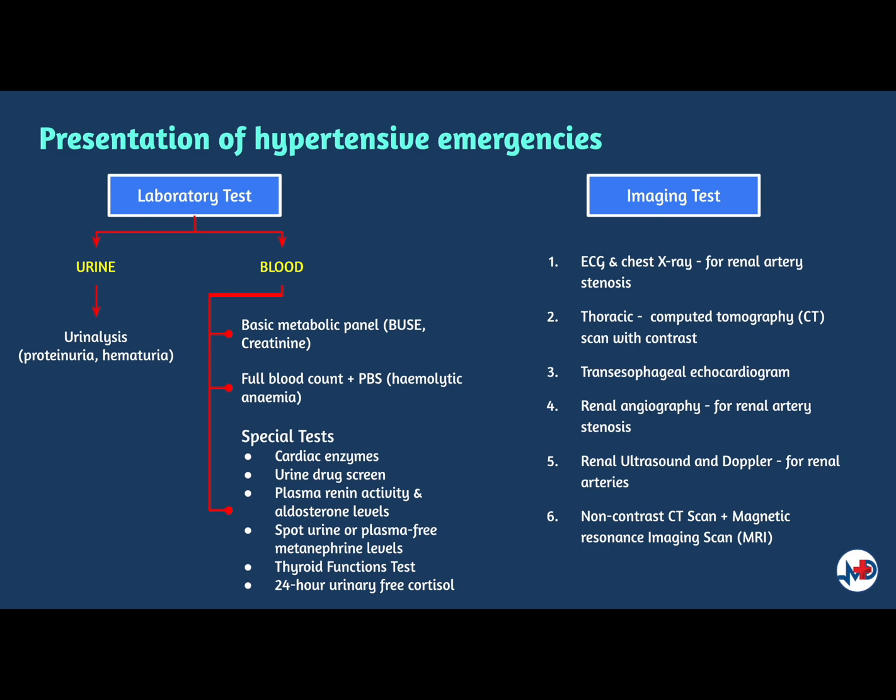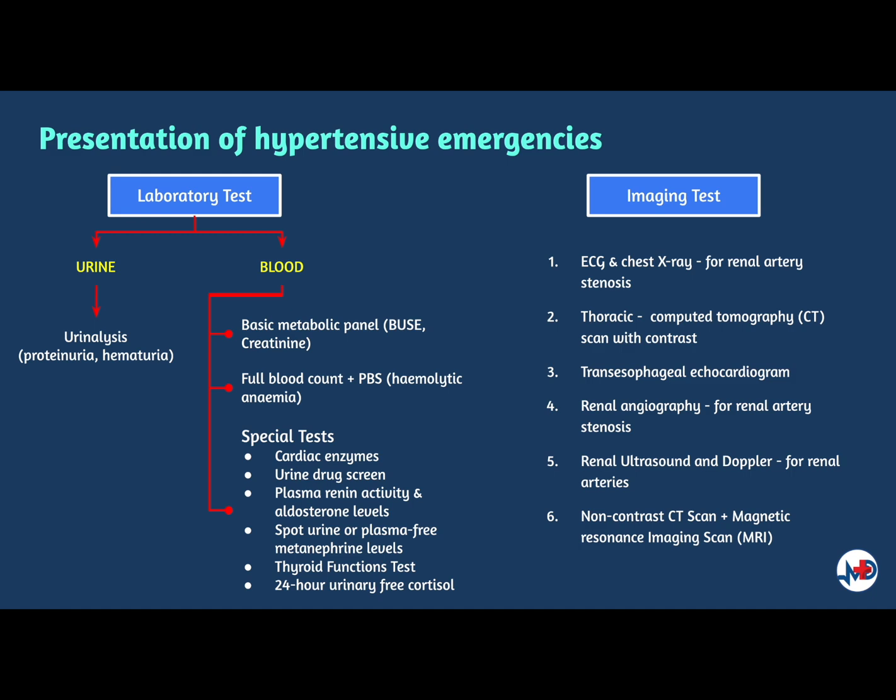How about functional studies and imaging tests? These include ECGs and chest x-rays. A thoracic CT would be important if you are suspecting any cardiac pathology such as aortic dysfunction. A transesophageal echocardiogram is also indicated in a case where a CTPA or CT angiography cannot be done.